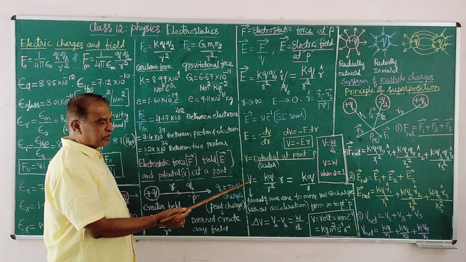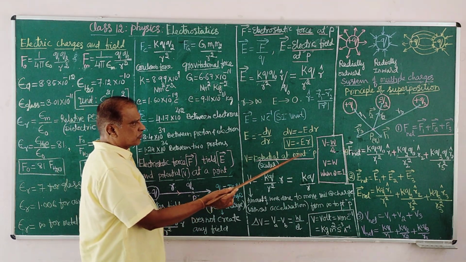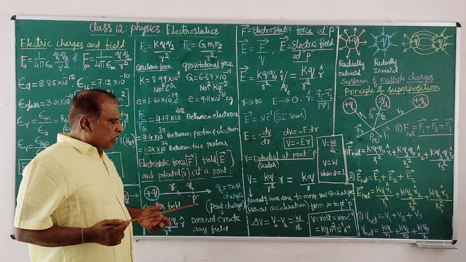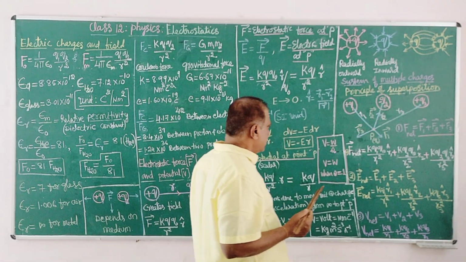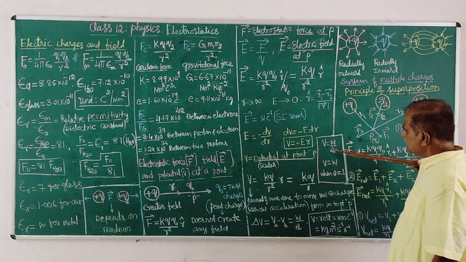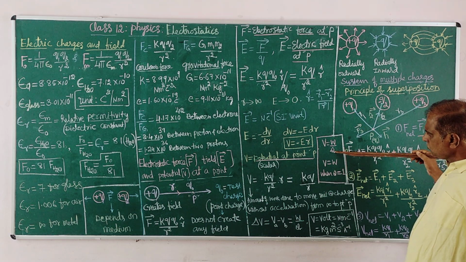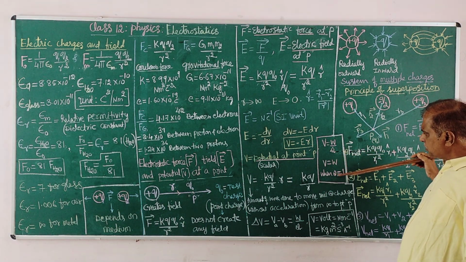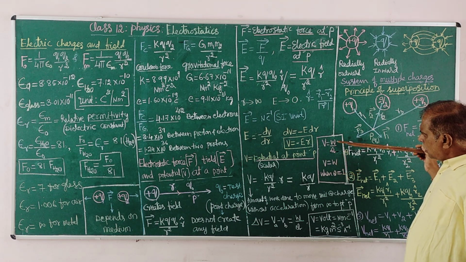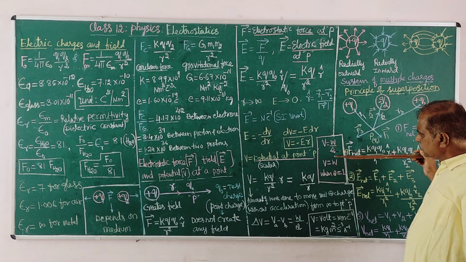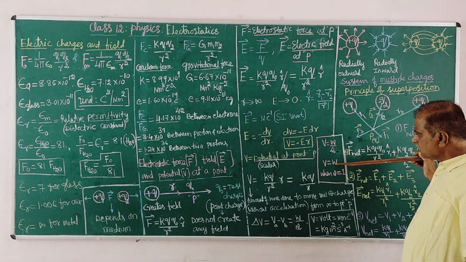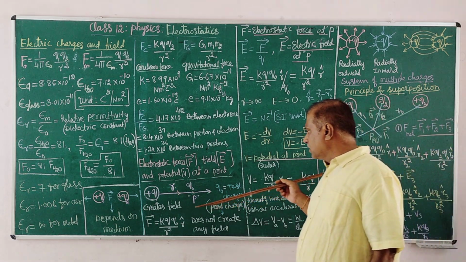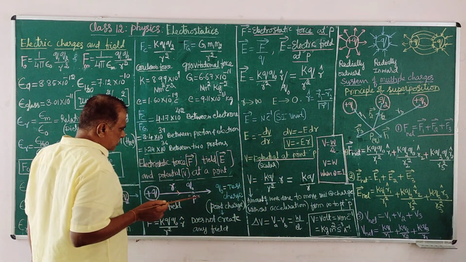The alternate definition for the potential is V is equal to W by Q. What is W? That is work done. What is Q? Charge. So Q is equal to 1 unit positive charge, or unit charge. It is the amount of work done on the unit charge. Where is the work done? Here, the point I am talking about, this point.